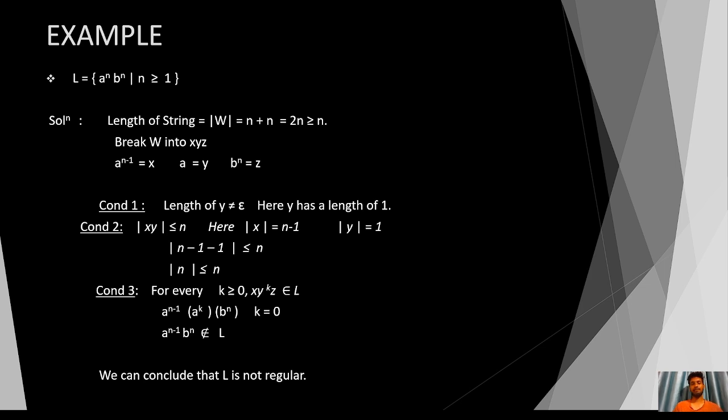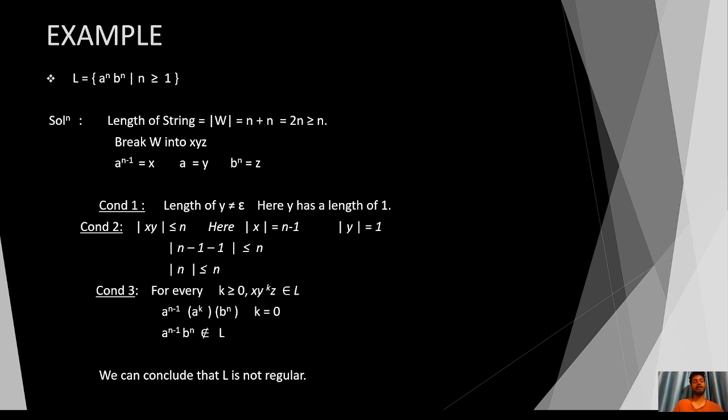This language will be very equal. So the length of the string, which is nothing but |w|, is n plus n. So n plus n is nothing but 2n here. We are adding n plus n because a is repeated n times and b is repeated n times. So totally n plus n will be 2n. And according to the conditions we studied earlier in the theorem, 2n is greater than or equal to n. So this condition is actually true here.